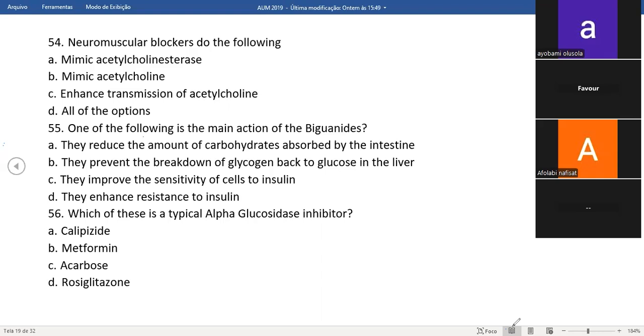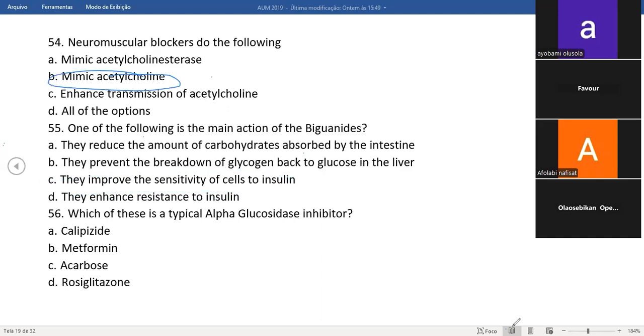Give me an example of alpha glucosidase inhibitor. That's the next question. Acarbose. Yeah, acarbose inhibits the absorption. But for biguanide, B is not the answer. It's C. They improve the sensitivity of cells to insulin. That's the answer, C.